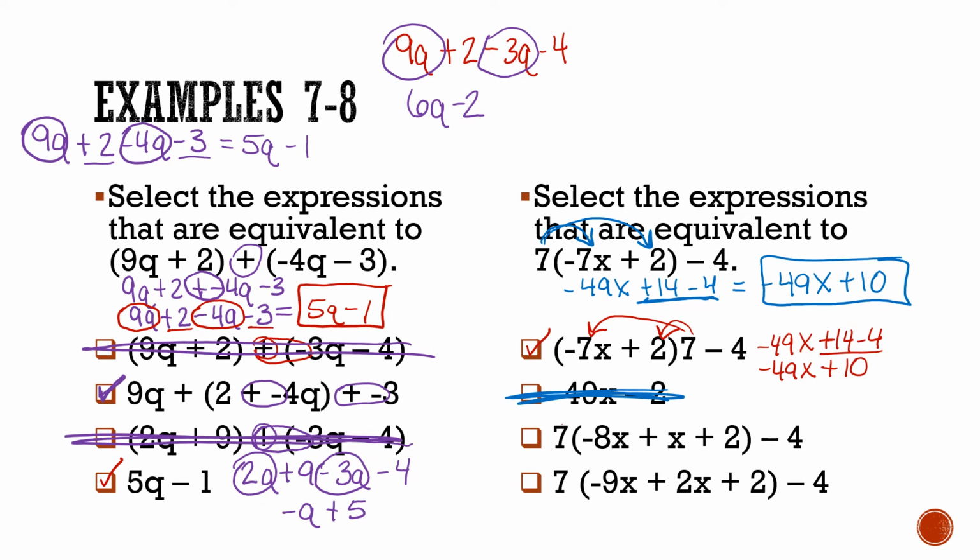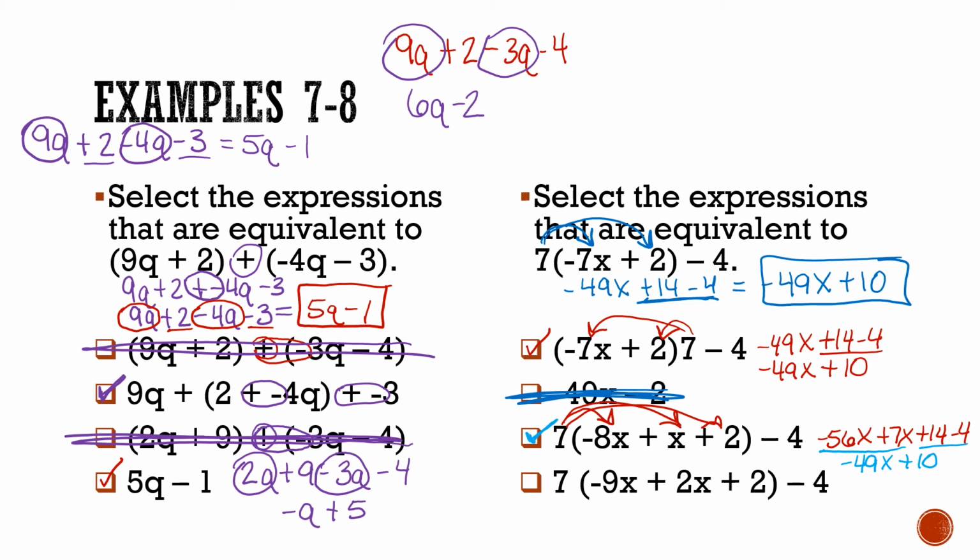This third one, we need to distribute the 7. So 7 times negative 8x is negative 56x. 7 times x is 7x. 7 times 2 is 14. And then minus 4. So we're going to combine our like terms here. So negative 56 plus 7 is negative 49x. And 14 minus 4 is positive 10. So that one is a correct answer.